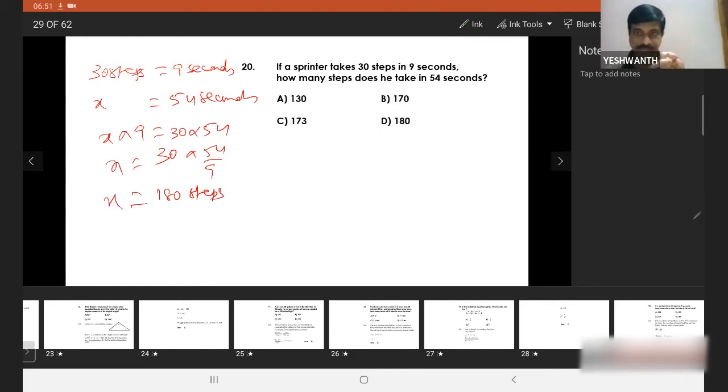See, children, please remember, I'm using a typical technique. Whenever it is directly proportional, we'll cross multiply and equate. Whenever it is inversely proportional, top two product is equal to bottom two product. This is the logic we are using. Directly proportional means like this. Inversely proportional means like this. Please observe, this is option D.